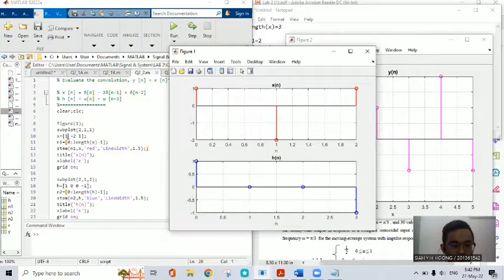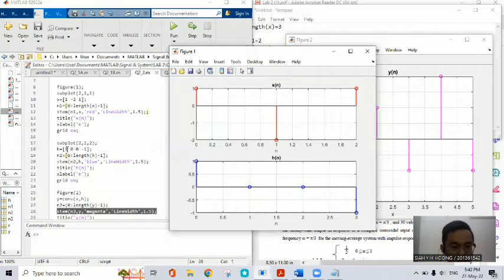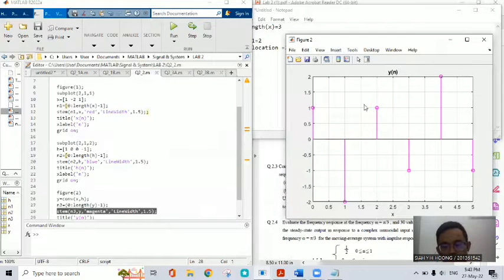So they look the same, right? When n equals 0, it will have 1. When n equals 1, it will have -2. When n equals 2, it will have 1. For the impulse response, when n equals 0, it will have 1. When n equals 1, it will have 0. When n equals 2 it will have 0. And n equals 3 will have -1. And then this is the convoluted graph right here.